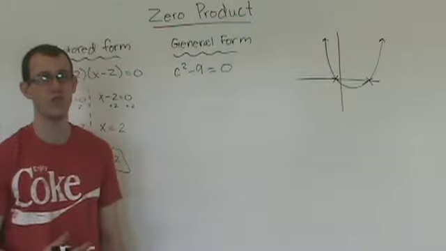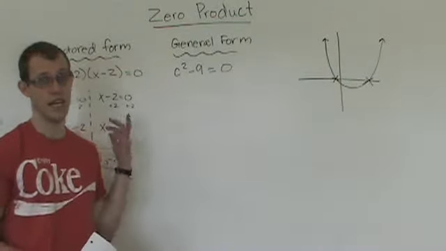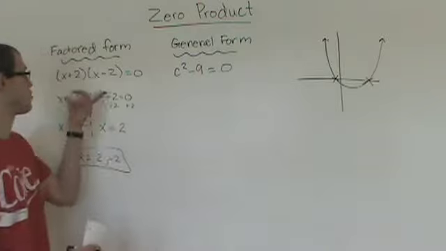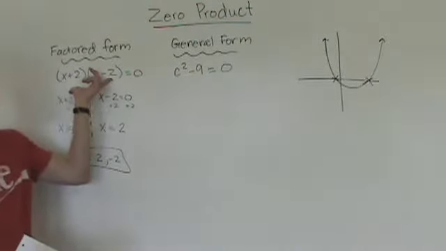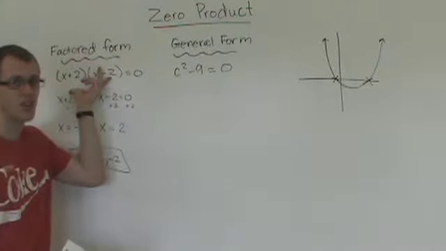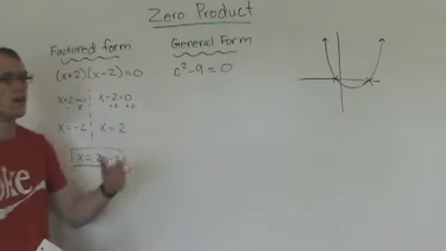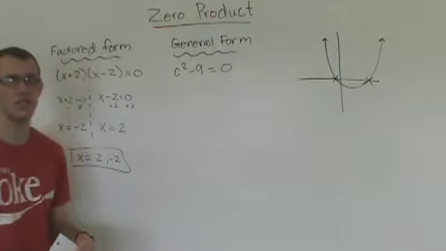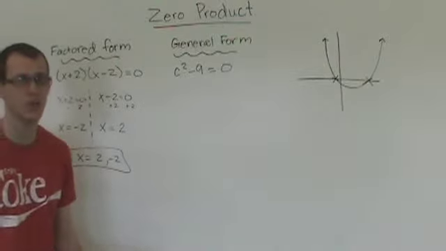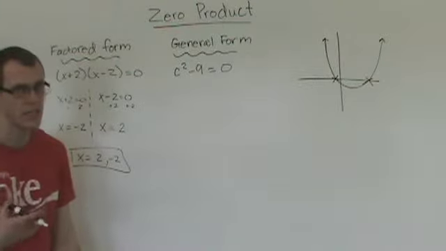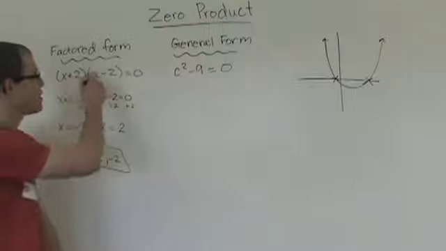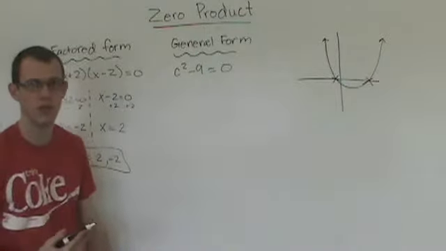When you have this factored form, it's really easy to solve the quadratic, to find the roots. It's really easy. So let's do this example of c squared minus 9 equals 0. So the easy way to do it, put it in this factored form. How do we do that?